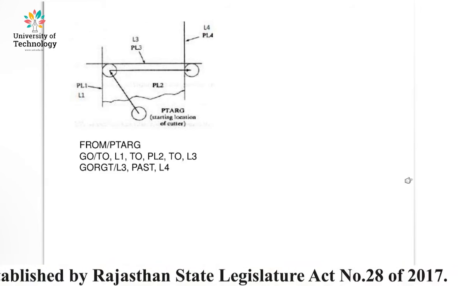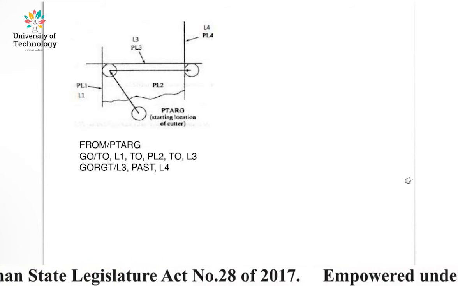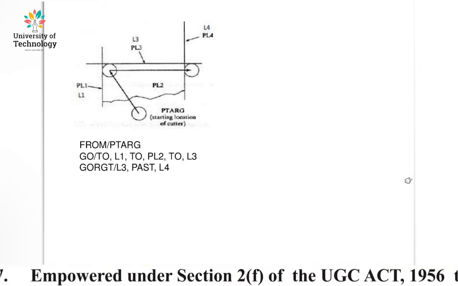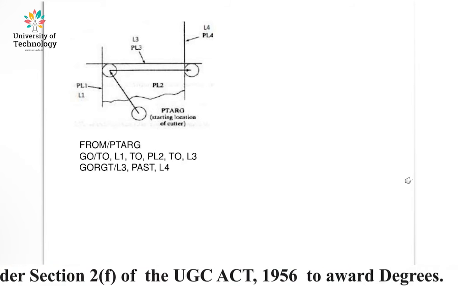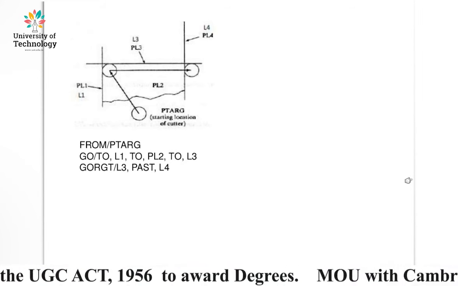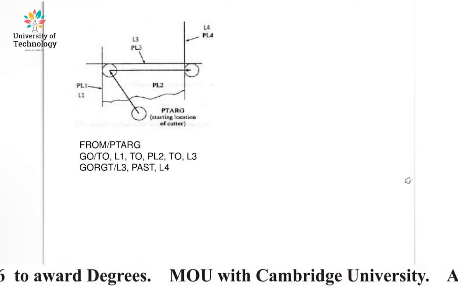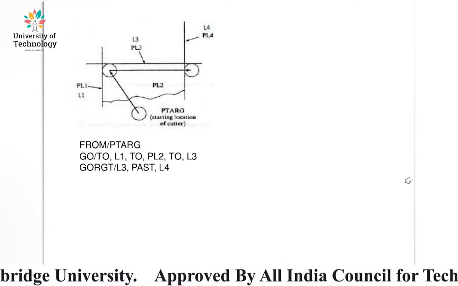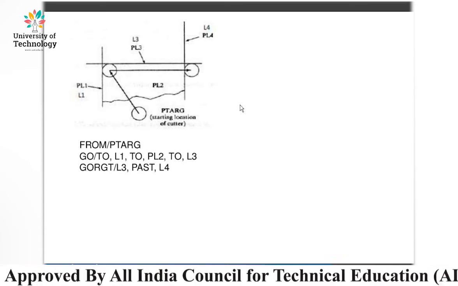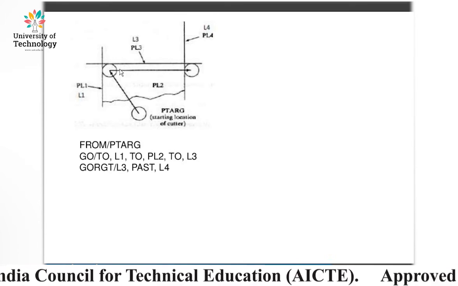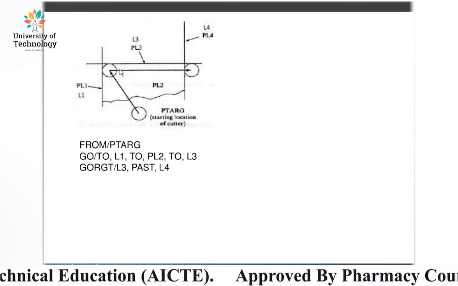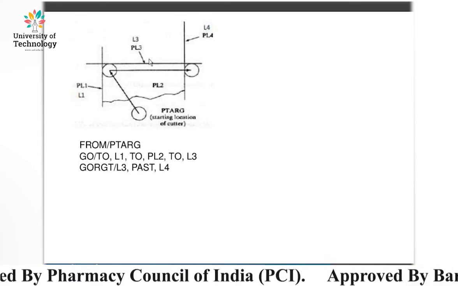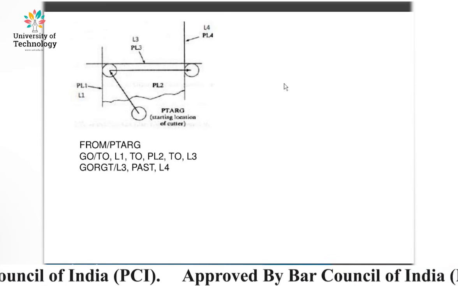From PTRJ go to L1, GO/OBLIQUE 2, comma L1, comma 2, comma plane L2, PL2, comma 2, comma L3, and go right. Here is go right, oblique L3. That plane is L3, comma past, comma L4.